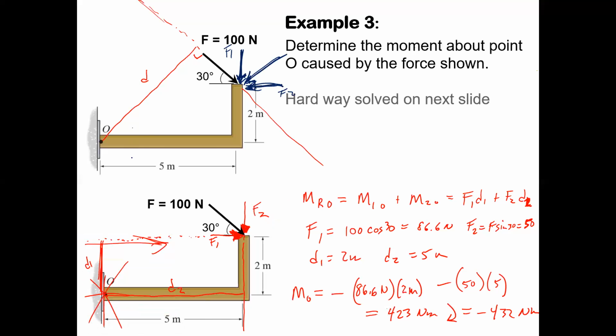Yeah, F1 is causing a rotation this way, but F2 is causing a rotation the other way, right? Now they actually are kind of working against each other. They're going to be sort of canceling stuff out a little bit. And it kind of makes sense, right?